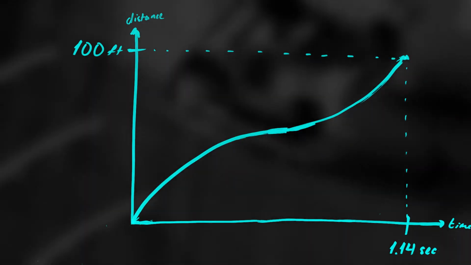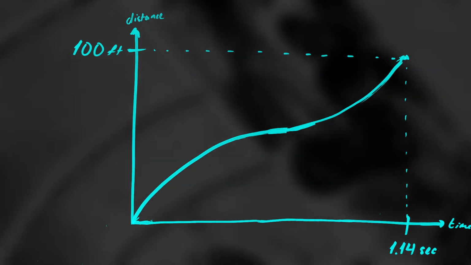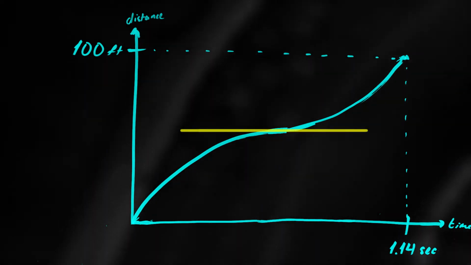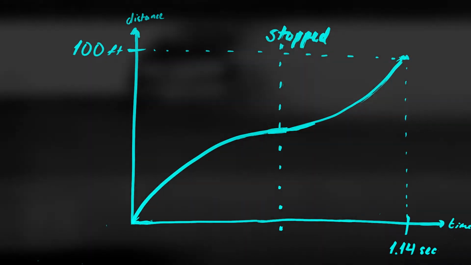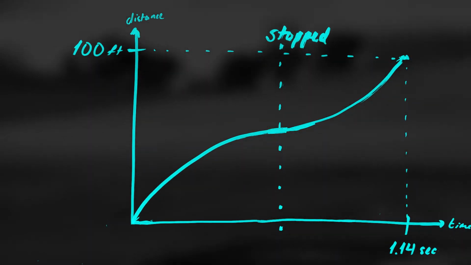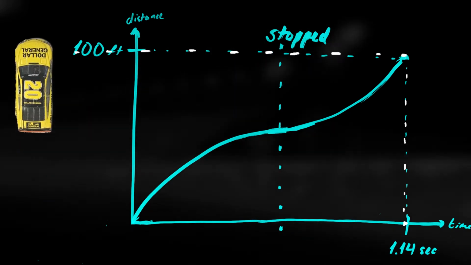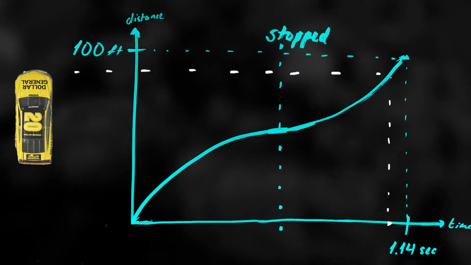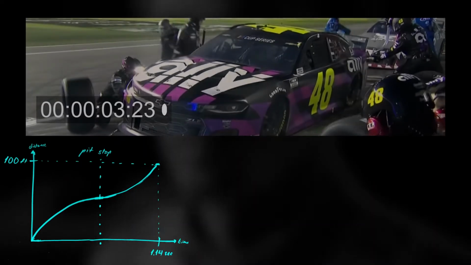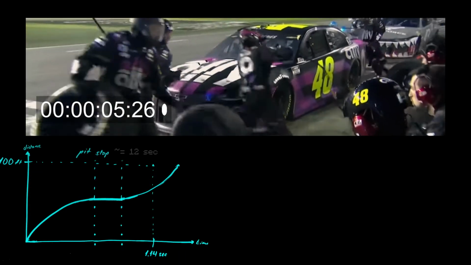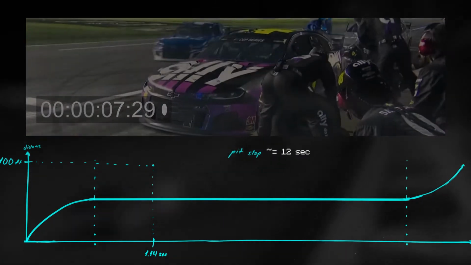How about a shape like this? Well, he's going forward, then has zero slope here, meaning he's stopped. Then he picks up speed again. It's a pit stop. But hang on, pit stops take time. Let's say about 12 to 14 seconds for 4 tires and fuel.